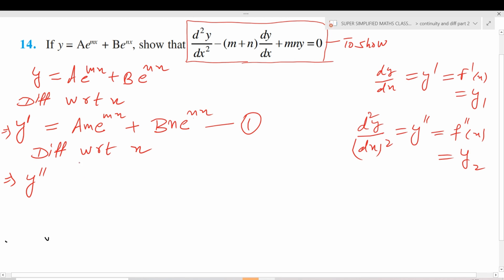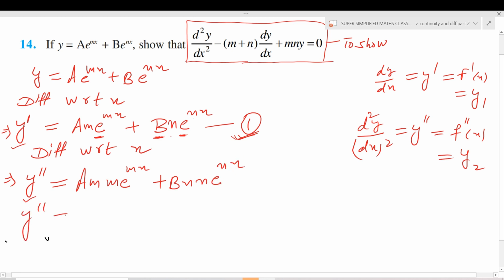So here we come back to equation 1, and we are differentiating this equation 1 with respect to x. Derivative of y dash will be y double dash equal to a m e mx. Now here a and m are constants, and derivative of e mx will be m e mx. Similarly here you can see b and n are constants, so you copy them, and derivative of e nx will be n e nx. We simplify it further, so we get a m square e mx plus b n square e nx, and we call it equation number 2.